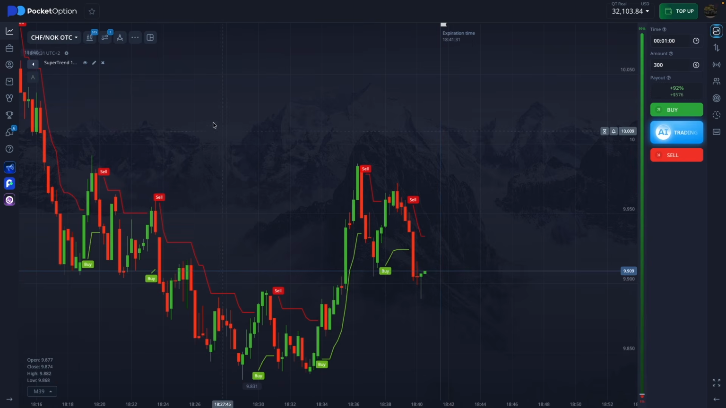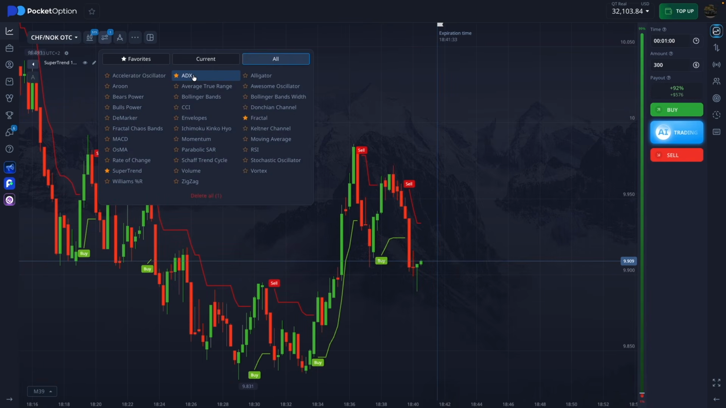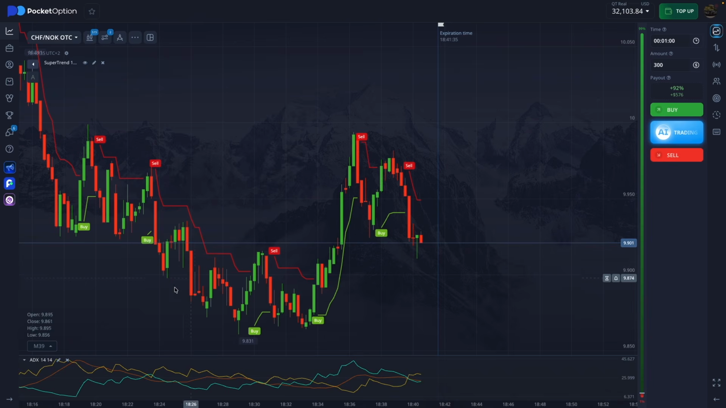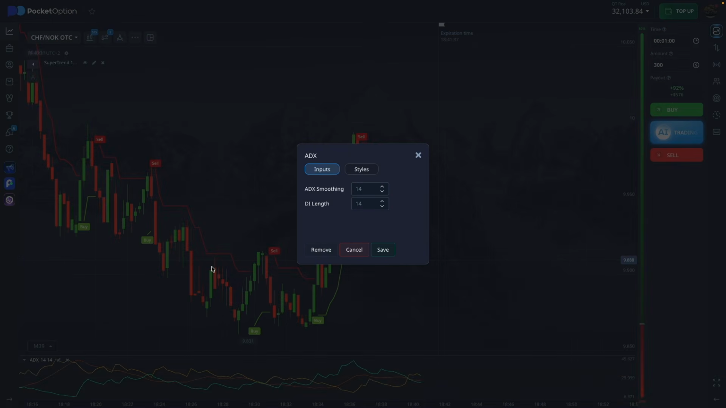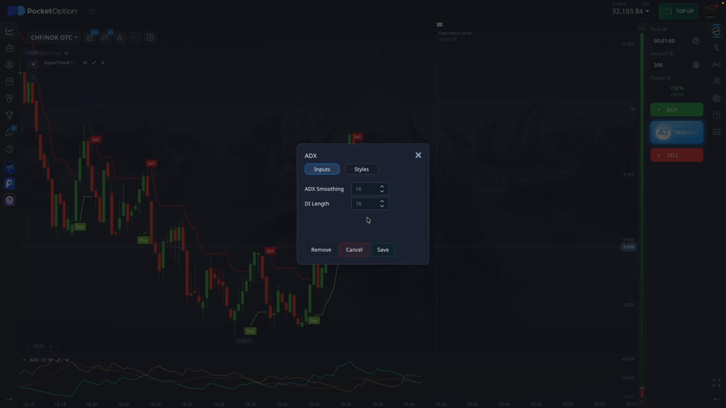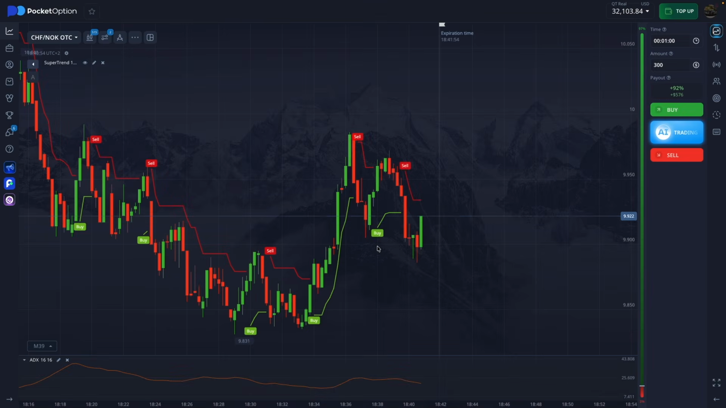The next indicator I will use today is called ADX. I add it to the chart in the same way. Here I go to Settings, and in the settings, I increase both parameters to 16. That is, it was 14. I increase both the first and second parameters by 2 points. After that, I move to Styles, and as usual, I will use only the upper line of the ADX indicator. I disable the other 2 lines as I won't need them today.